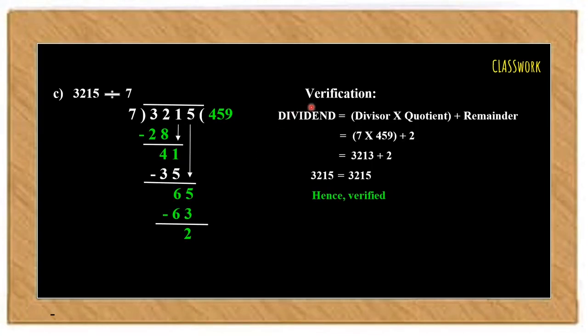Moving on to verification. When we put in the values of divisor, quotient and remainder, we have 459 multiplied by 7 plus 2, which gives us 3213 plus 2. On adding, we get 3215 as our answer, which is nothing but our original dividend in the question if you observe, children. Therefore, I have written verified.